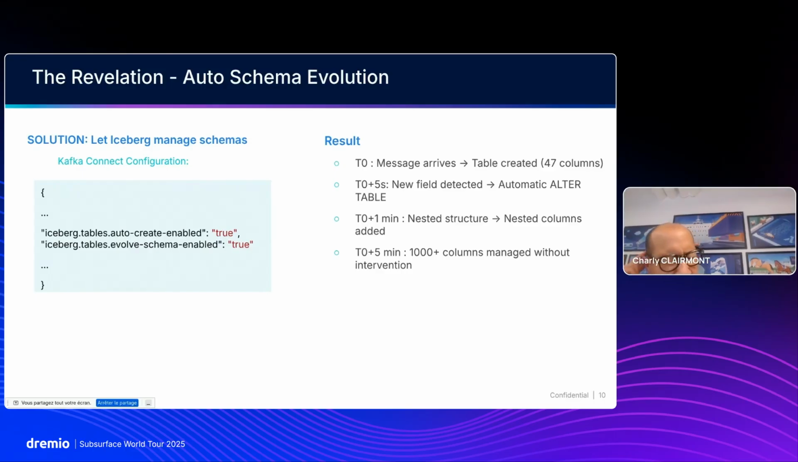All of our data arrives in Iceberg, and the main observation we have at this time is that we have tables with more than 1,000 columns, and without intervention, we have all of our data in Iceberg. It was very magical.